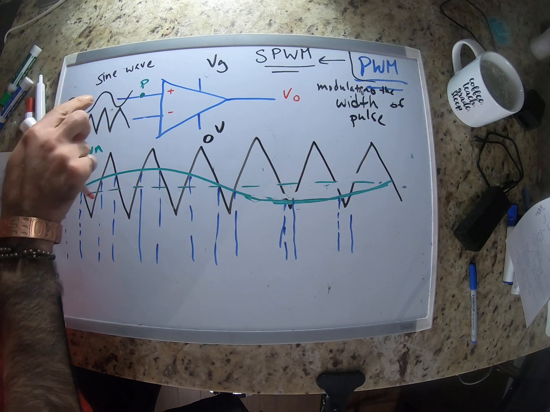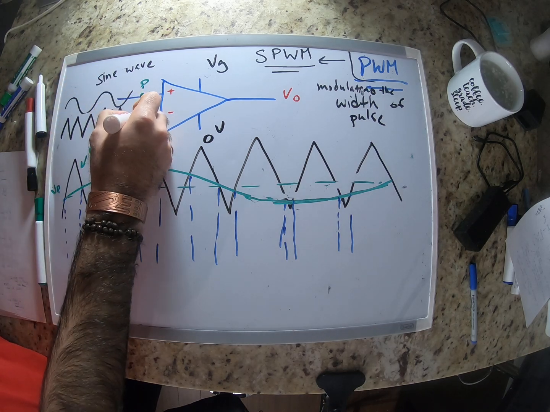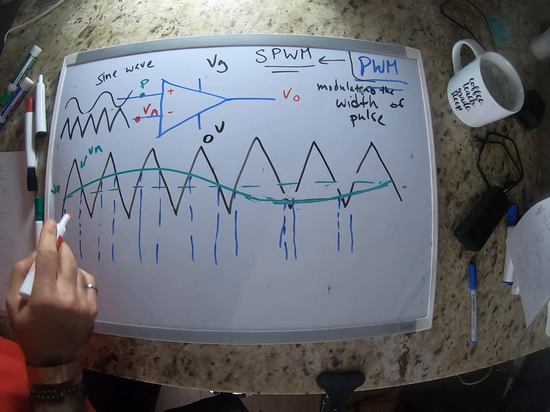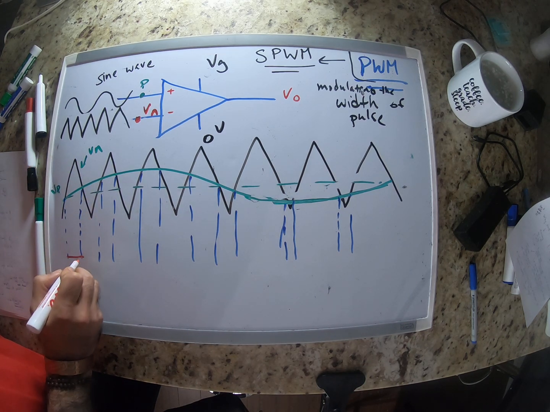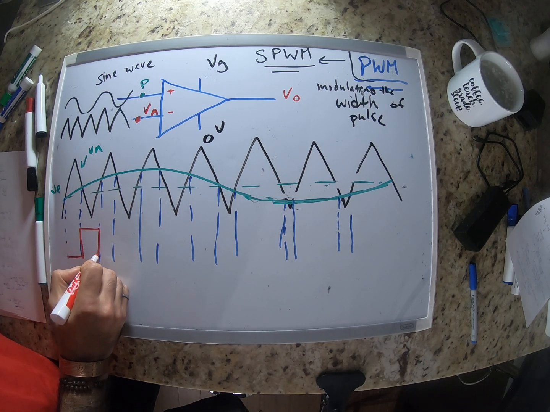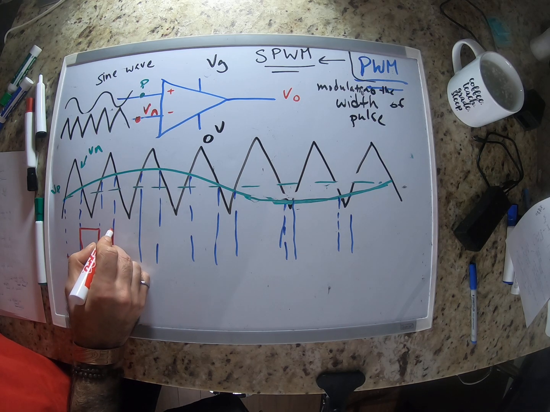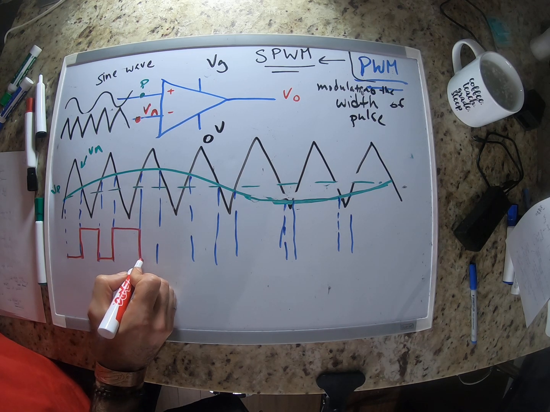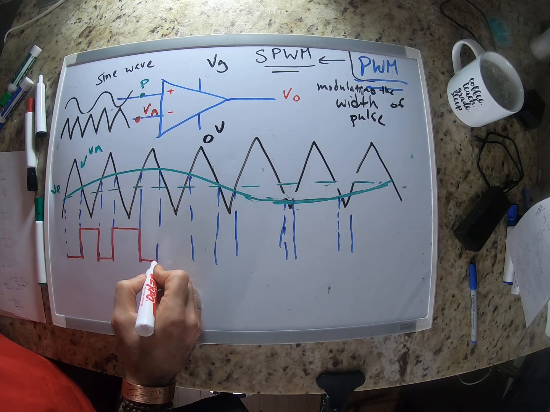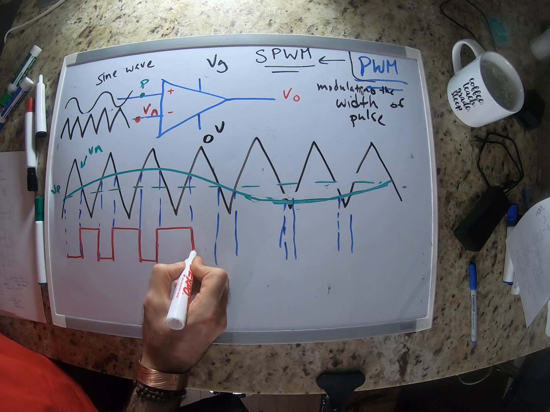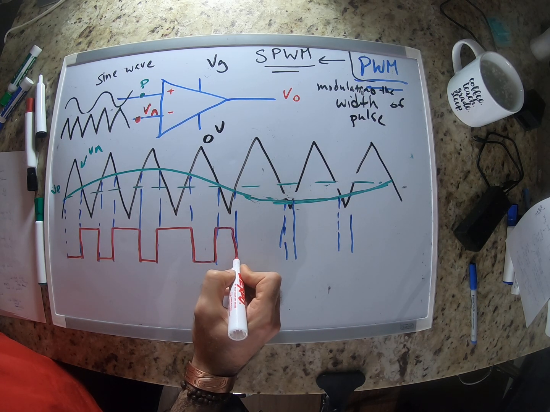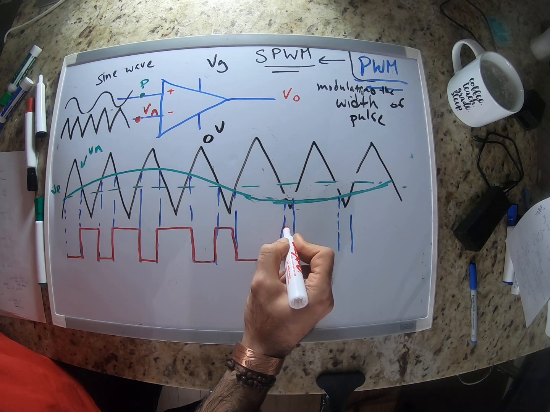If this is the polarity that we chose, this is VP, this is VN. Here, VN is bigger than VP, so our output is going to be 0. Then VP becomes bigger than VN, we're going to have positive. Then it becomes 0, becomes positive, becomes 0, right? This is VN. And then it becomes positive, and negative, positive, negative, and so on.